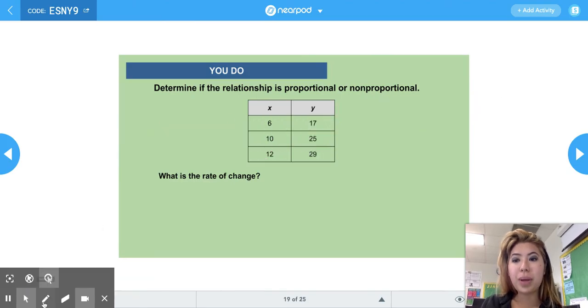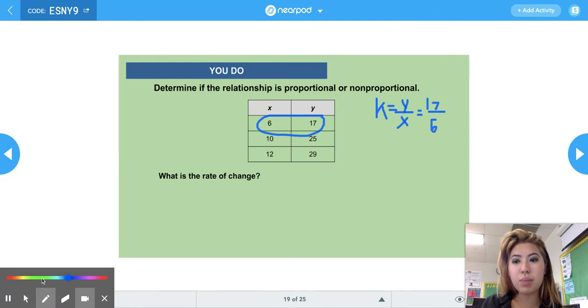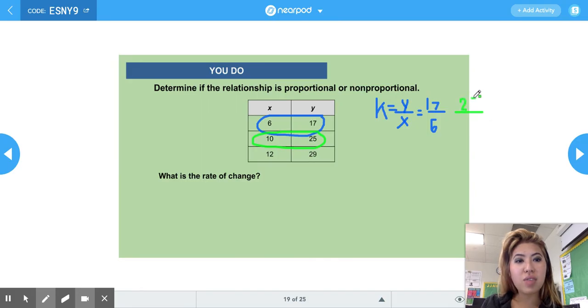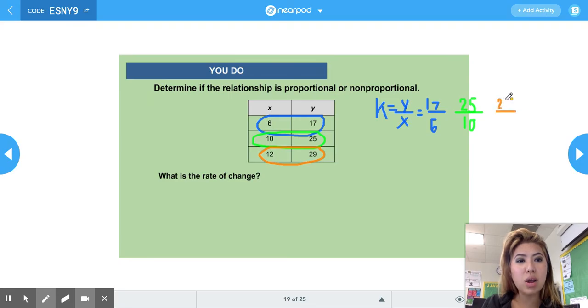Over here, we're going to start by doing the same thing. K is equal to y over x. Our first point is 6 comma 17. So our y value is 17. Our x value is 6. Our second point is 10 comma 25. So our y value is 25. Our x value is 10. The following point is 12 comma 29. So if we do y over x, we have 29 over 12. And if we were to divide 17 divided by 6, 25 divided by 10, and 29 divided by 12, we would see that they are not equal to each other. So that would make this a non-proportional table.